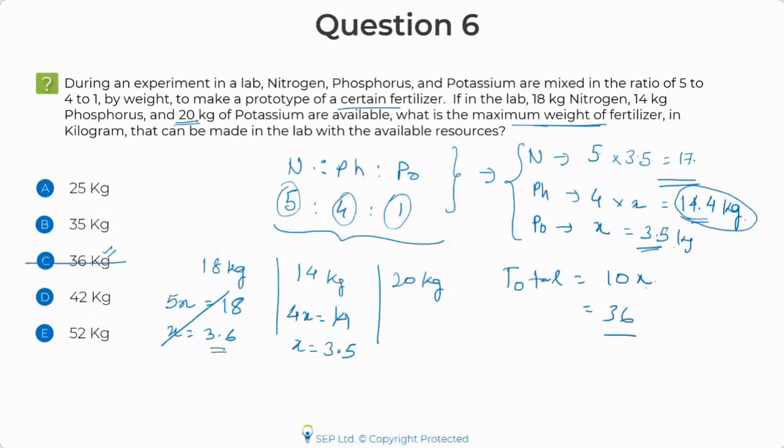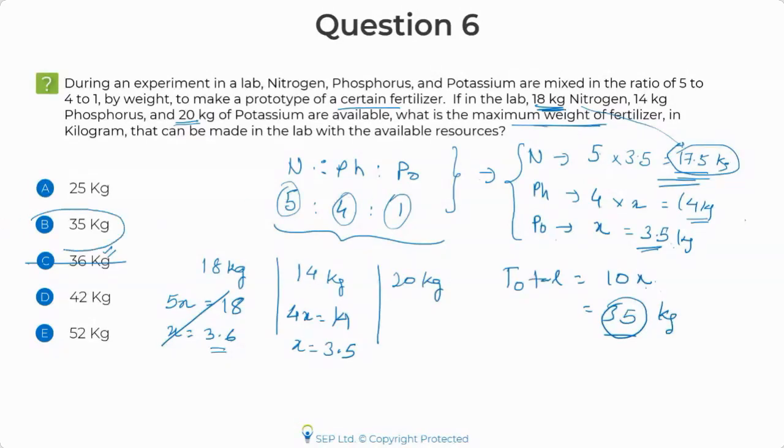Because you'll be using 17.5 kgs and you have 18 kgs with you. So even this won't be a problem. You can take 17.5 kgs of this, all 14 kgs of this, and 3.5 kgs of this. So in this case, I end up getting 35 kg. So the maximum weight of the fertilizer can be 35 kgs. I'm not taking the last one because if I take x is equal to 20, that's not going to work.